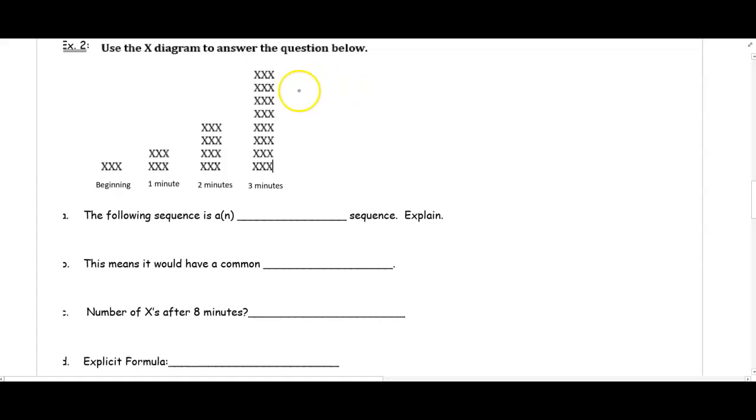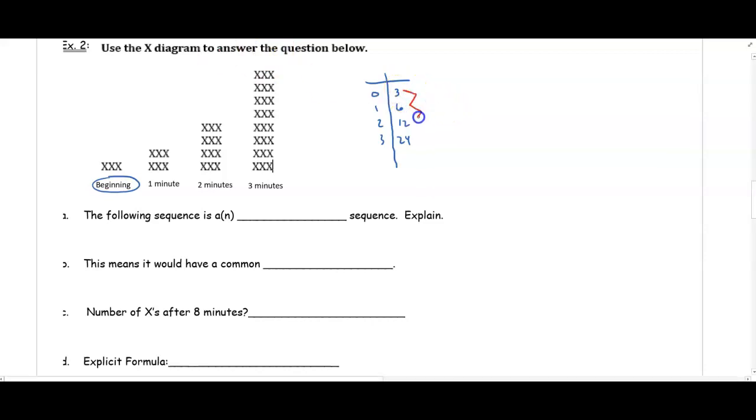So in this next example, if we go ahead and make a chart, I do want to bring something to your attention with the chart here. If it says at the beginning, that means your time is starting at 0. So you would have 0, 3, then 1, 6, then 2, 12, and then 3, 24. Okay?